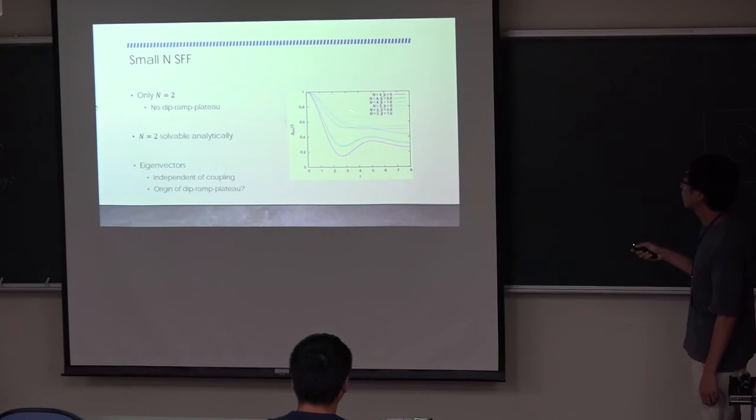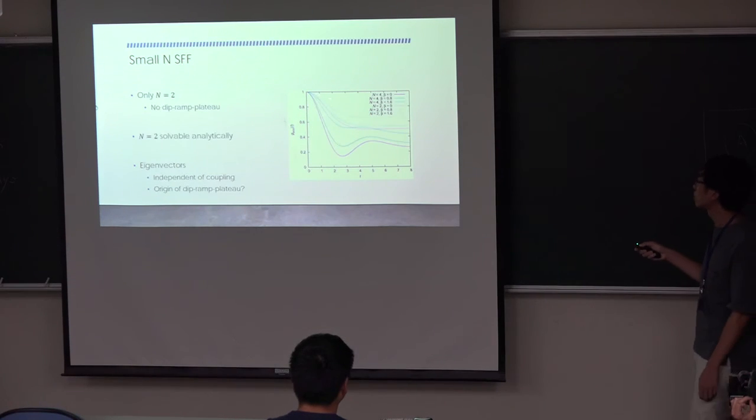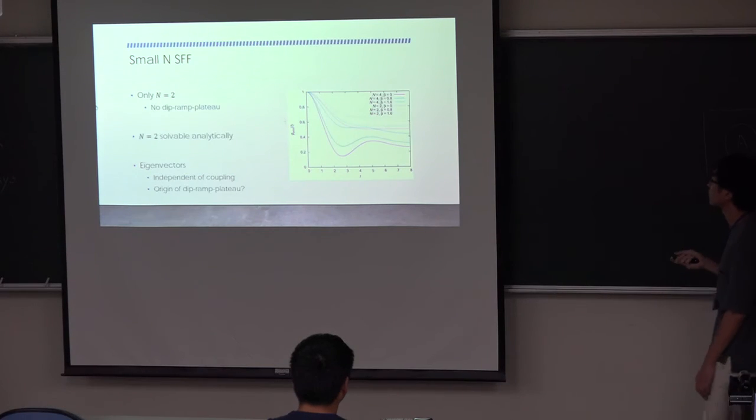But at least when we compare the n equals 2 and n equals 4 plots of the spectral form factor, we see a big difference. For n equals 2, it simply decays and then stays at some value. It just stays constant. And this decay is universal for all quantum systems due to the phase difference that I mentioned before.